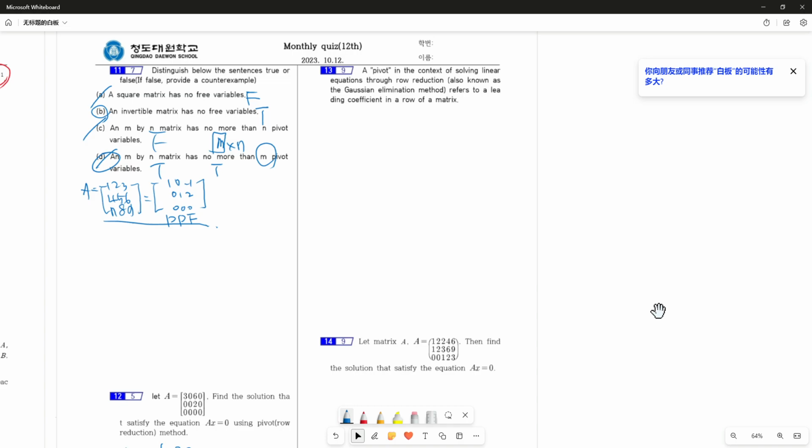Pivot is a concept in solving linear equations with the row reduced echelon form. So row reduction, also known as the Gaussian elimination method, refers to reducing the coefficients in the matrix rows. So a pivot is when a column has only one non-zero element.